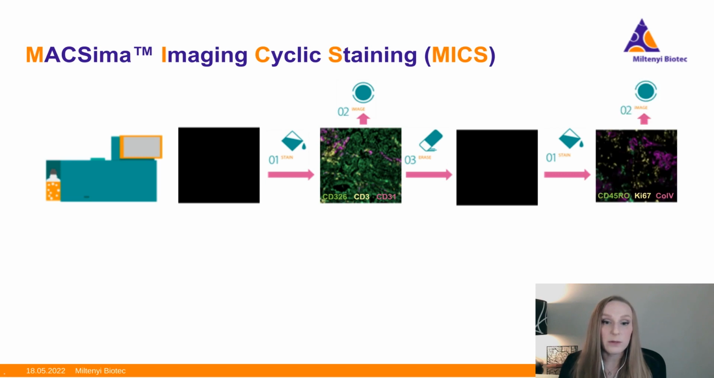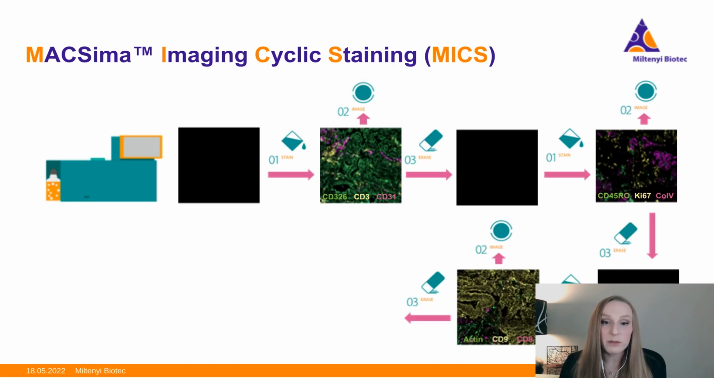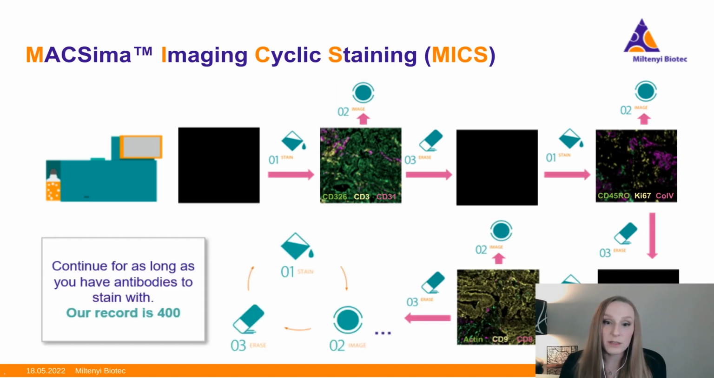We do the subsequent imaging of those, and then we're able to do an erase step again. So you can see that we will continue building this up for the number of markers that we need in this cyclic kind of approach. And you go until you reach the number of antibodies needed for your particular question. Now, our record is 400. However, we do a lot up to hundreds of markers, because that's what we need to be able to define the system that we're working with.